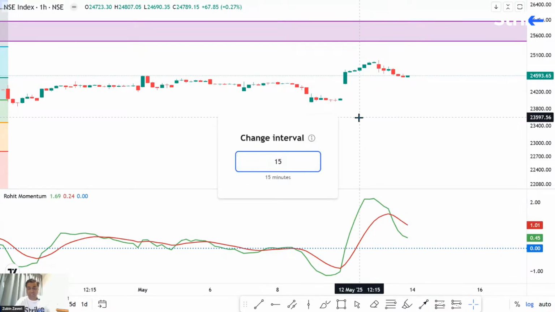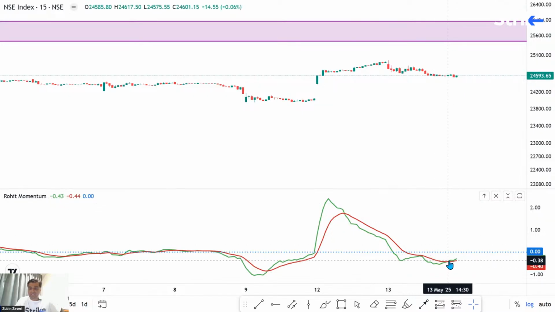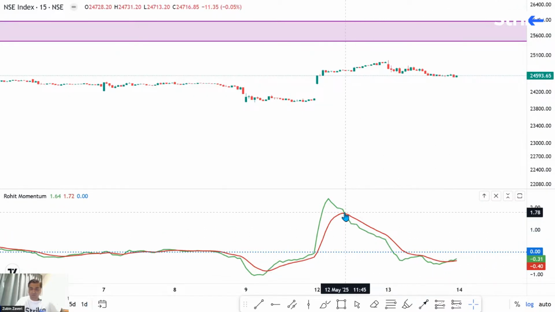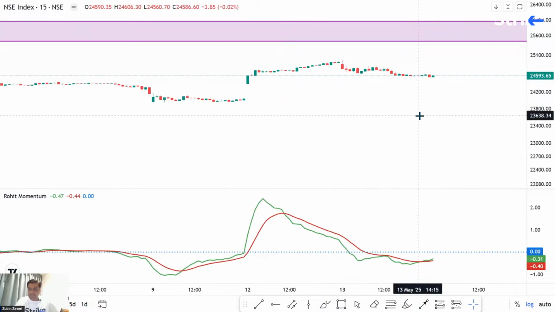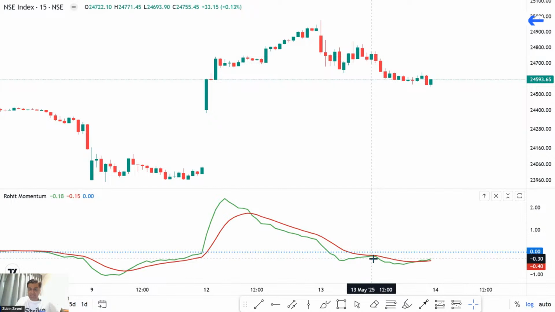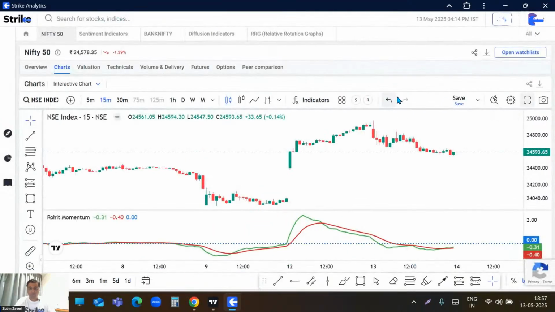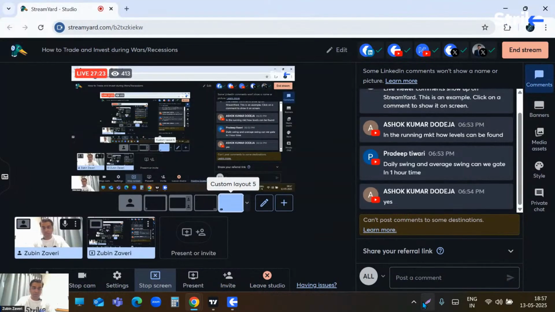Then you go to a 15-minute time frame chart, and whenever there is a buy, you can ignore this. But whenever there is a sell signal over here like this, you can trade intraday. Whenever there is a sell signal like this, you can sell. Why? Because on the hourly time frame chart, the momentum is sell. So for an intraday, for a few minutes, you can short like this. This way you can definitely do analysis on that.